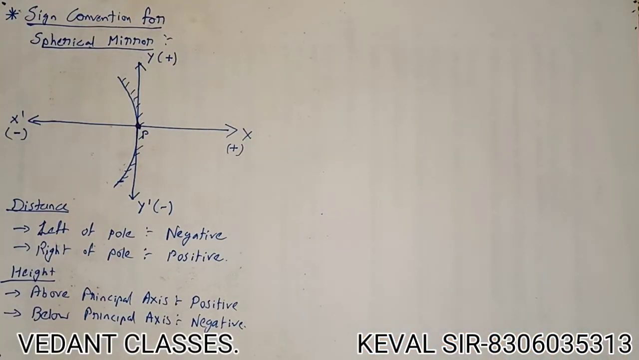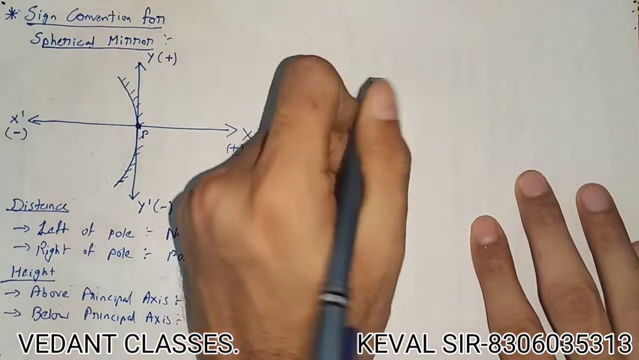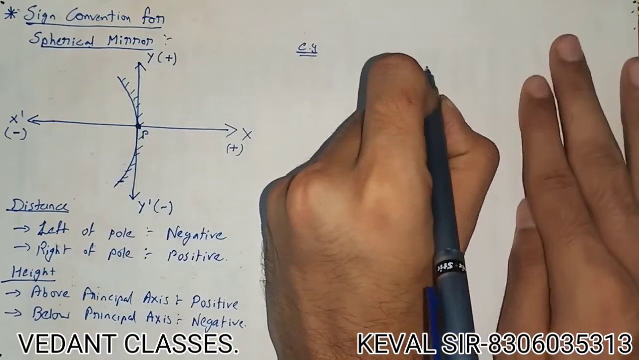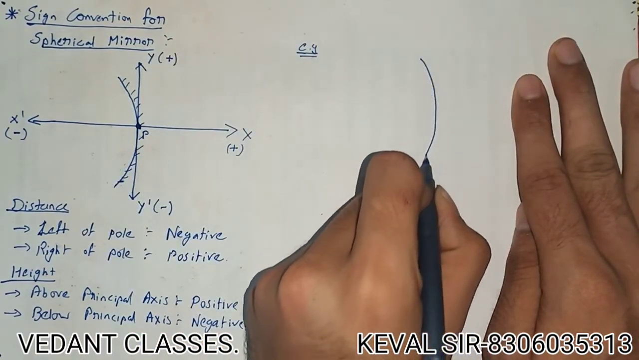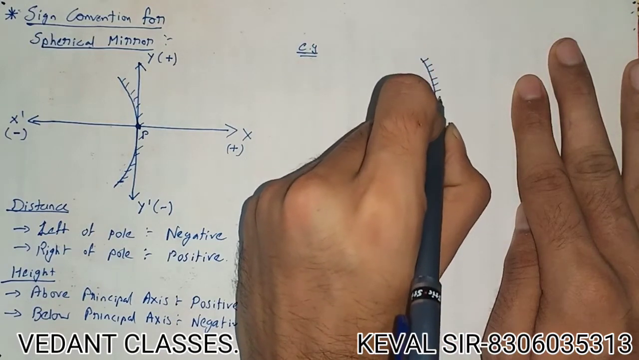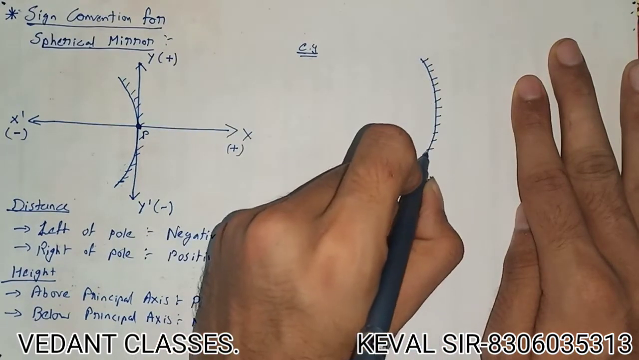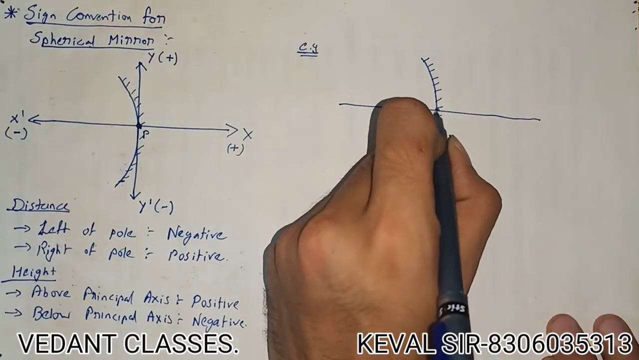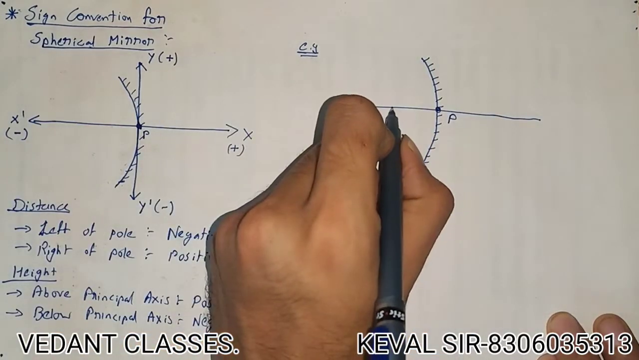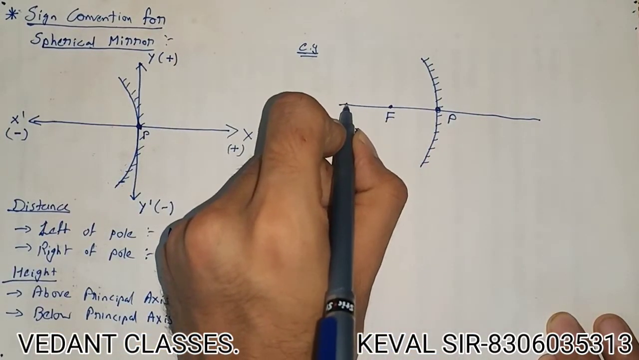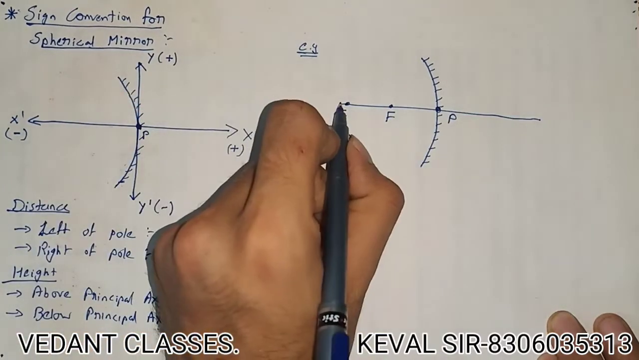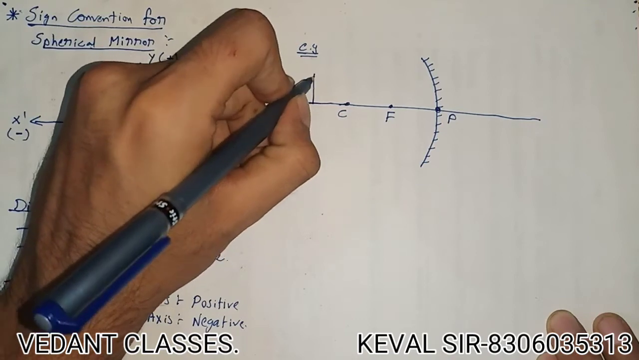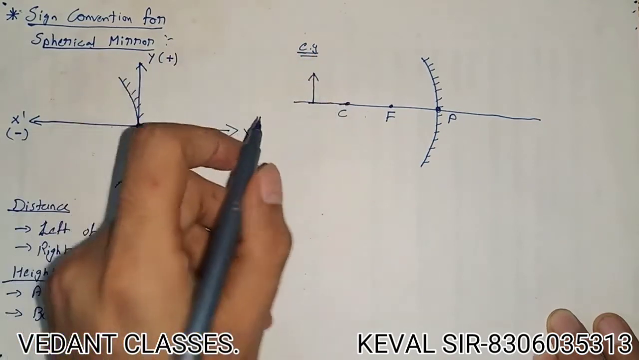Now let's see one example to clear the concept more. Let's consider any case. Suppose we are having a concave mirror like this, and this is the principal axis, this is our pole. Okay, let's say this is focus and this is center of curvature. Now let's say we place an object here beyond C, so we know that we'll get the image somewhere between C and F.